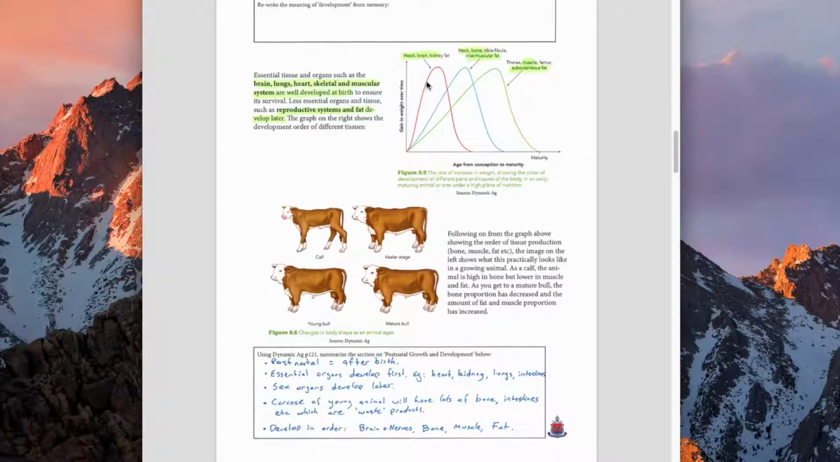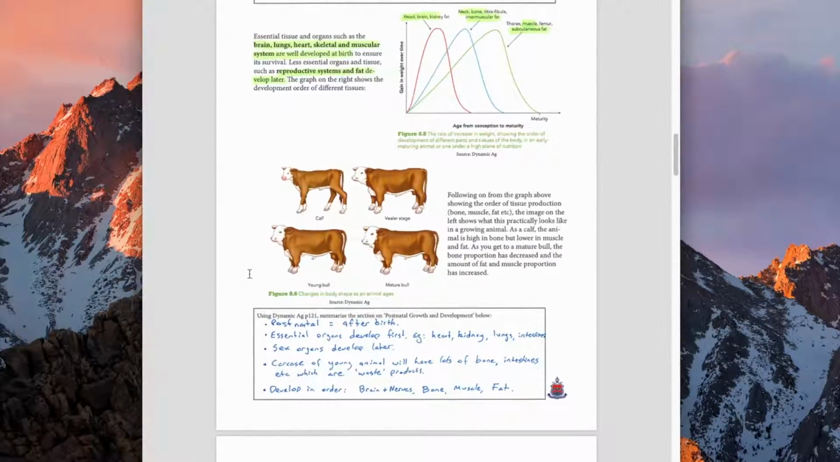So we can see here, initially you get head, brain, kidney, and kidney fat developing, then you get bone and intermuscular fat, and lastly muscle and subcutaneous fat developing all the way from conception through to maturity. So that's the order in which they develop. So you first have bone, and then you have muscle, and then you have fat developing in that order.